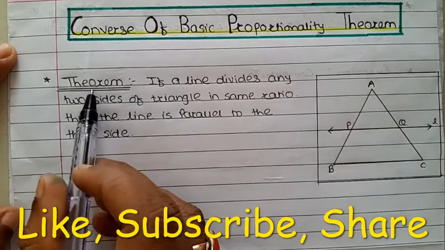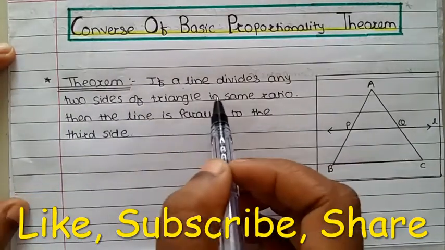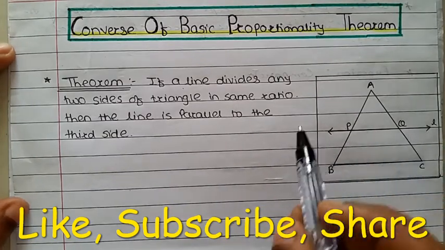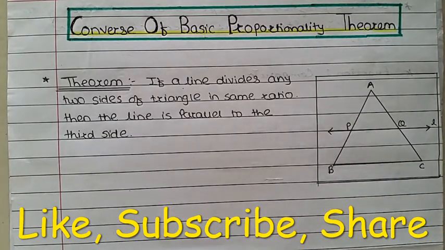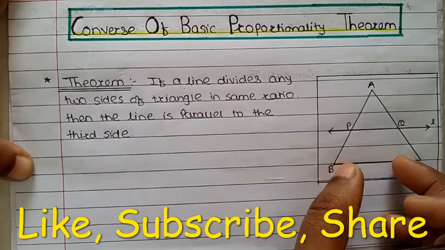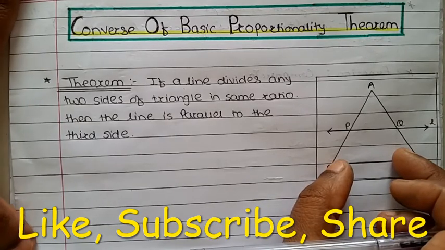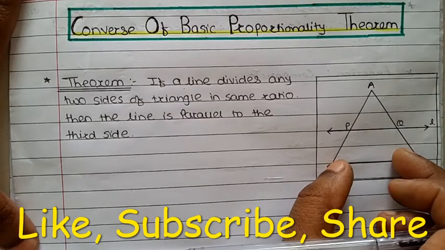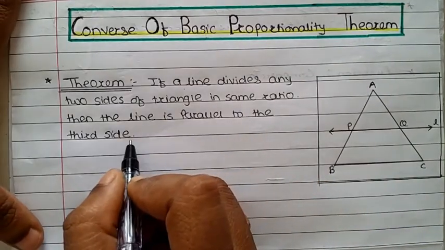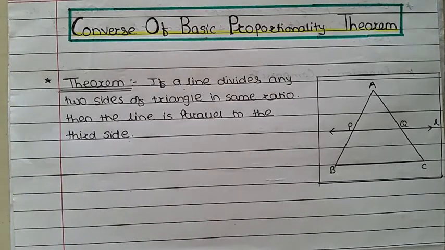The statement of this theorem is: if a line divides any two sides of a triangle in the same ratio, that means a line divides two sides of the triangle like this one or this one in such a way that it is in the same ratio or same proportion, then the line is parallel to the third side. So how to prove this statement?